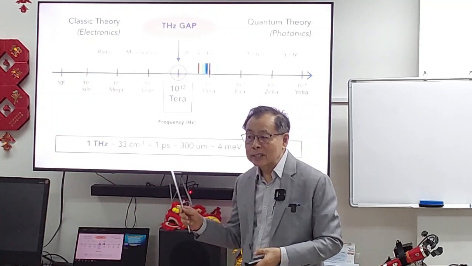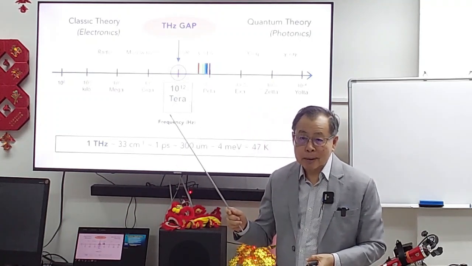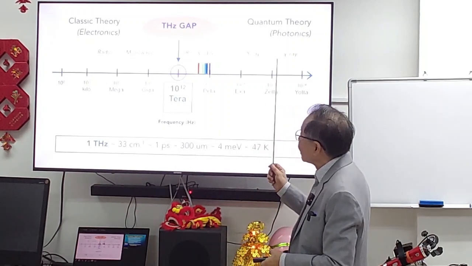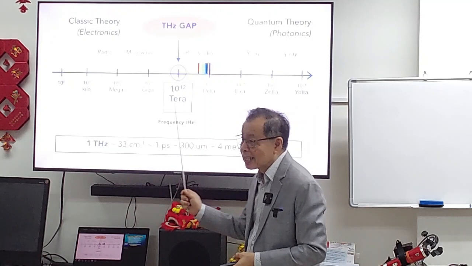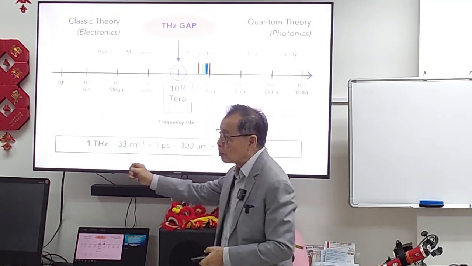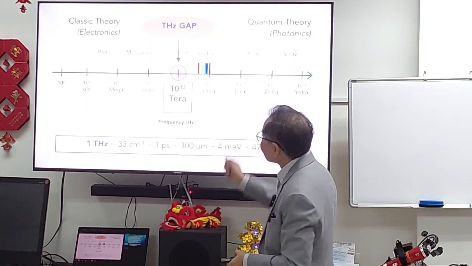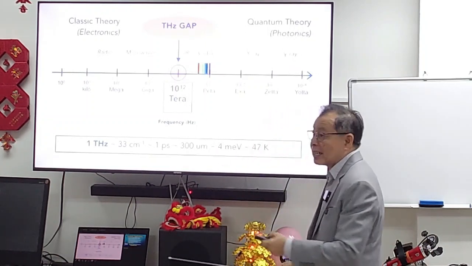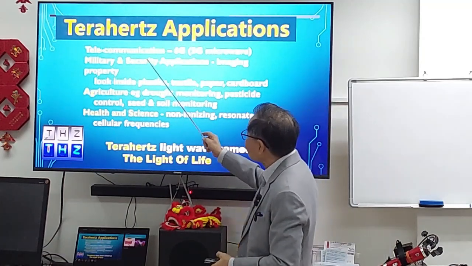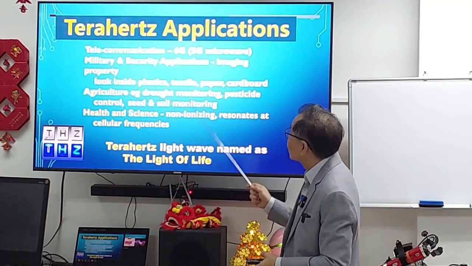Nowadays, we study terahertz using photonics. And if you keep up with the news, you would know that in China, they're making photonic chips, which are different from silicon chips. Silicon chips are in the electronics domain. Photonic chips are in the photonic domain. So, the application of terahertz, as I said just now, is mainly in telecommunication.